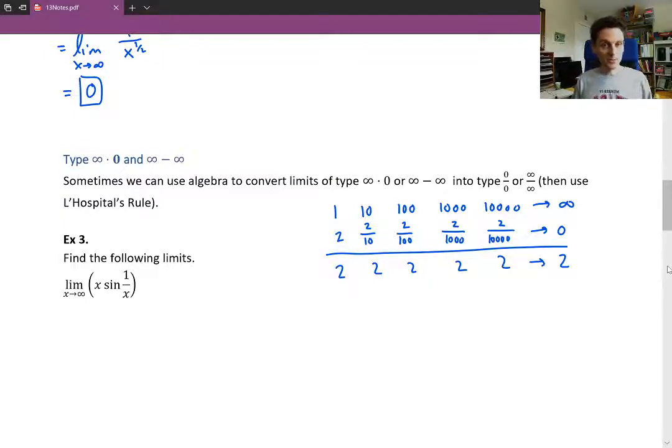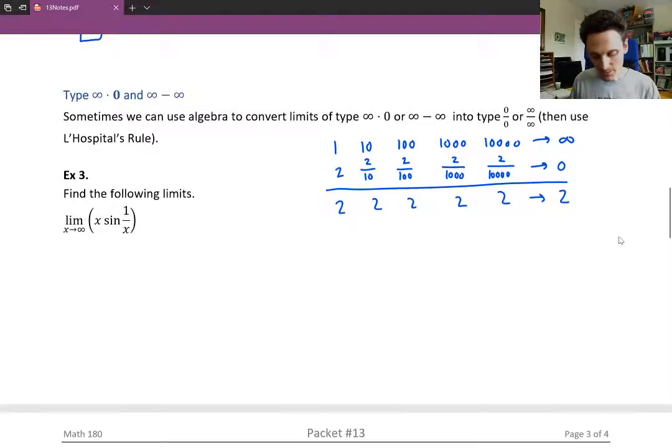But we're going to be able to evaluate these limits. And the way we can do that is by a lot of times using algebra to convert a type infinity times 0 limit into a type 0 over 0 or infinity over infinity type limit. And then it's all set up to use L'Hopital's rule, right? That's exactly where L'Hopital's rule can come in and save the day. We'll look at infinity minus infinity in just a little bit. Let's focus on infinity times 0.